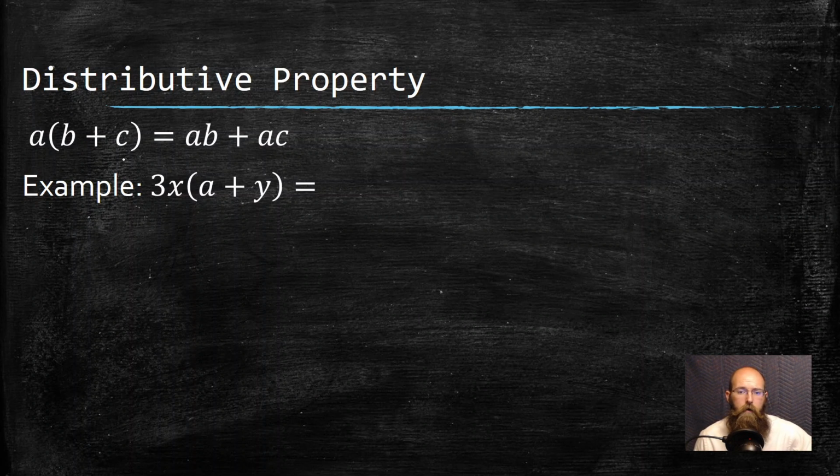All right, then we're going to talk about the distributive property. You've seen this before, but it's always a good refresher. I'm distributing the stuff that's out in front to each of the terms inside. So an example, 3x gets distributed to a and to the y. So I have 3x times that a plus, because that's the sign in the middle, 3x times that y. And these are not like terms because that is an a and this has a y.